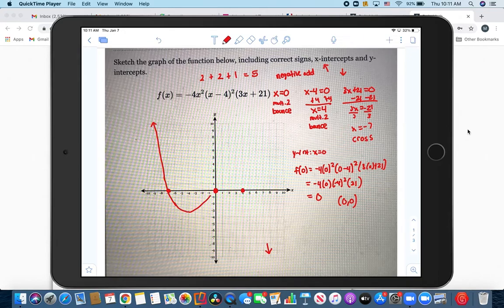So we're going to come and approach 0. So at 0, you guys, you know that there's a bounce at x is equal to 0. And the y-intercept is 0, 0. So we're going to bounce off of there. And then at 4, you guys, there's also a bounce. And then it matches perfectly with what our end behavior is. So that is what your image should look like.